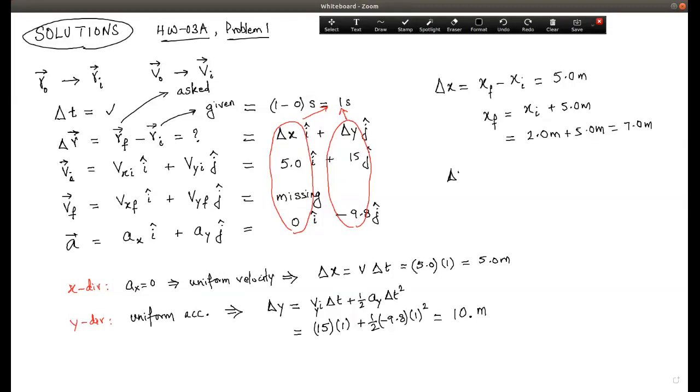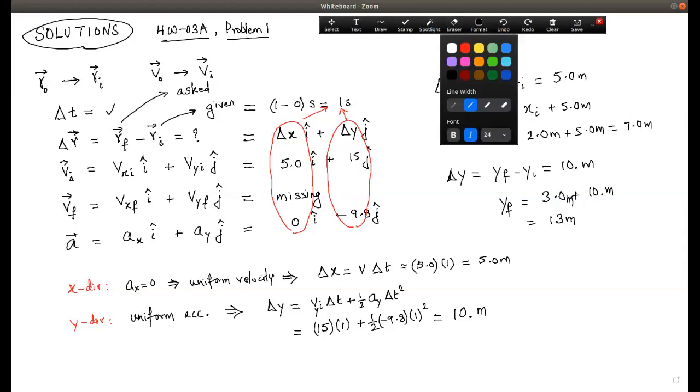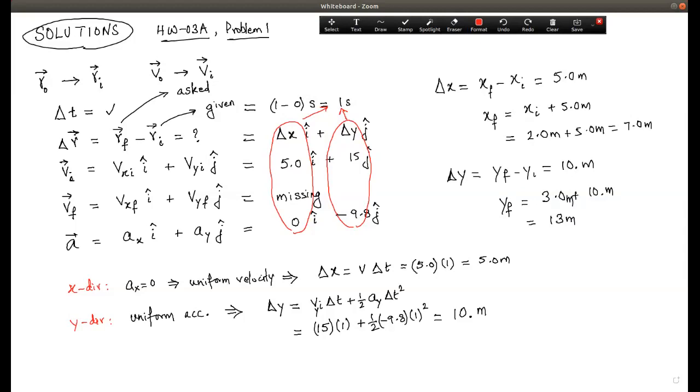Same thing with delta y. This is y final minus y initial. That we found out is 10 meters. So that gives us y final is equal to y initial, that's given to us to be 3 meters, plus 10 meters. This is meters, and that's equal to 13 meters. So the final position as a solution would be r final.